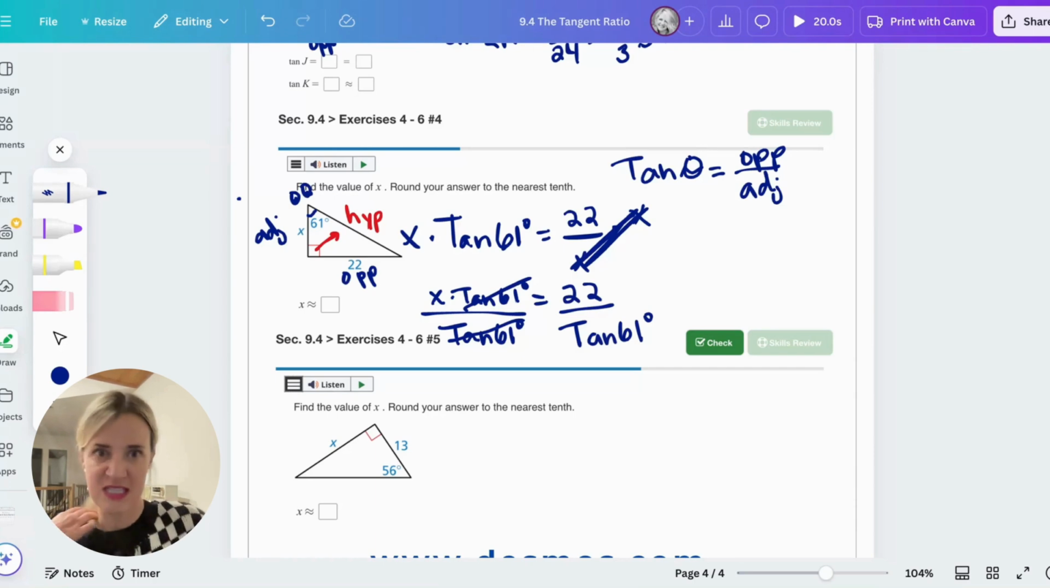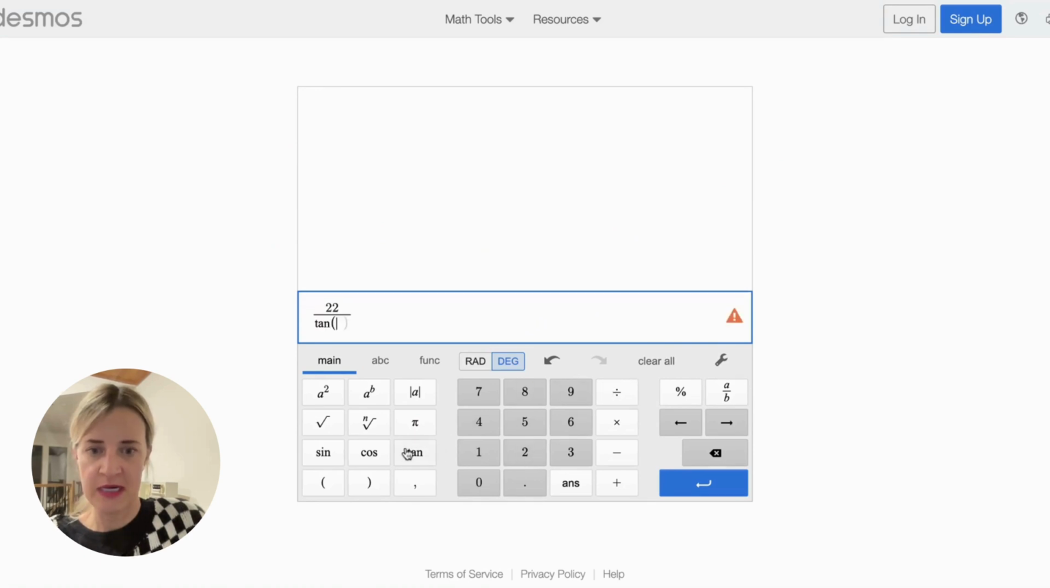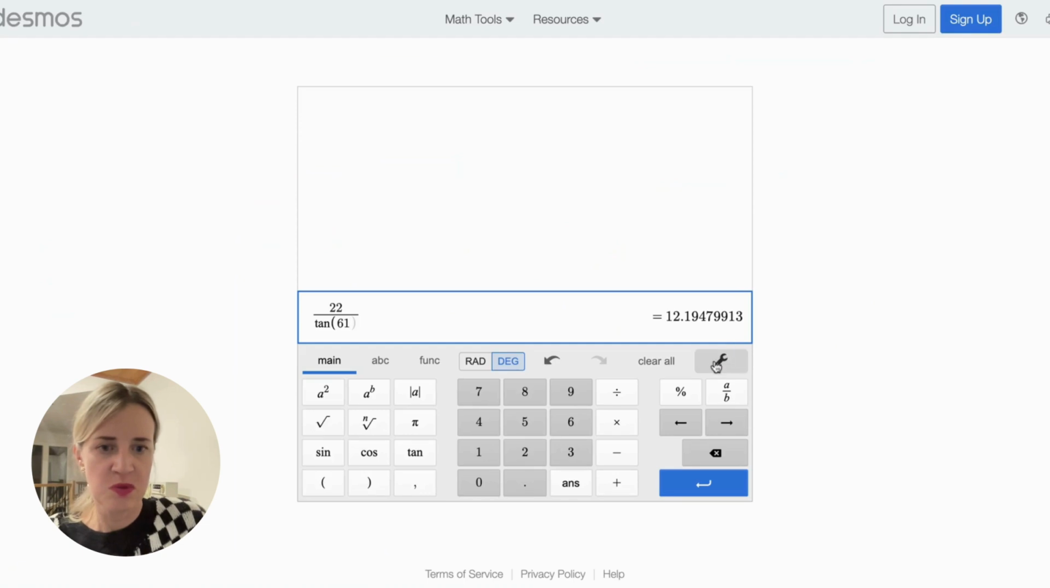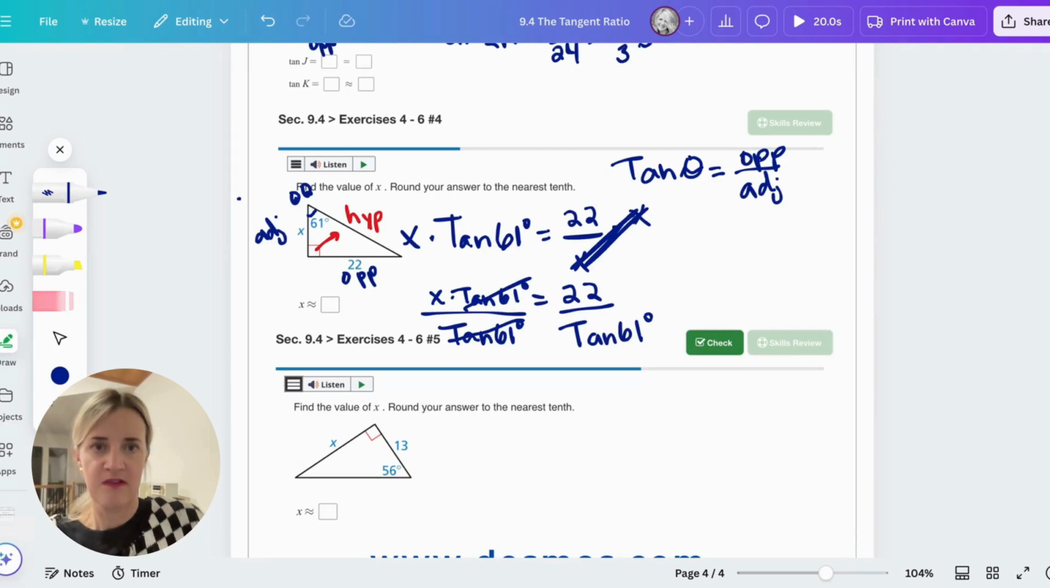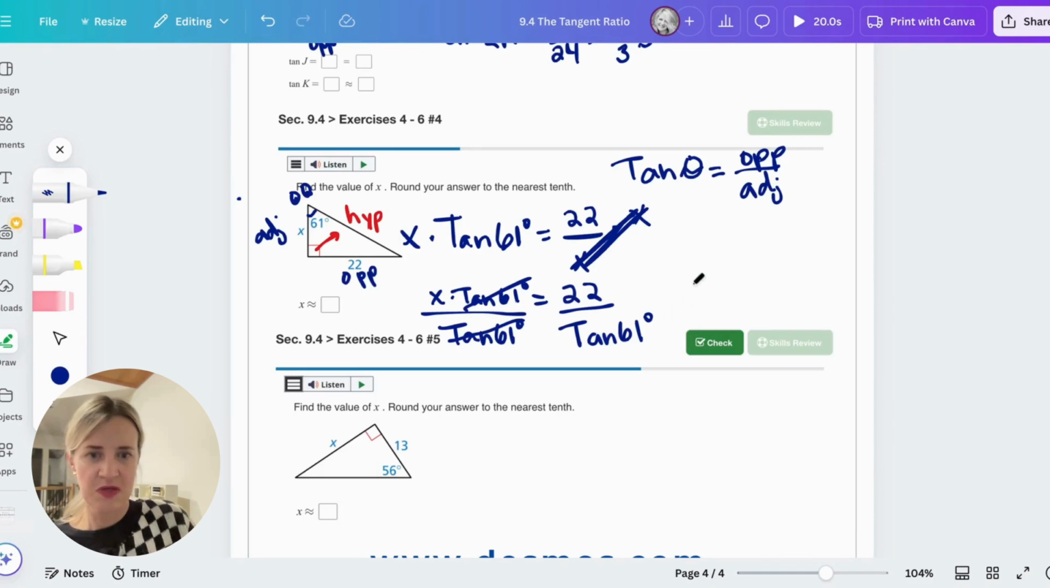And that's just why it's a little easier to put it in now at the end, because you can do it all at once. 22 divided by tan 61. And our answer, 12 point, well, how many decimals did we want? Nearest tenth. So 12.19. These are going to be approximate answers. 12.19. So our answer, x, is approximately 12.19.